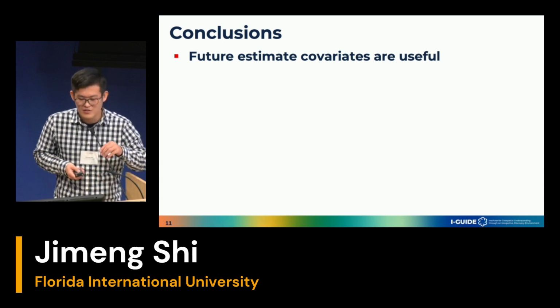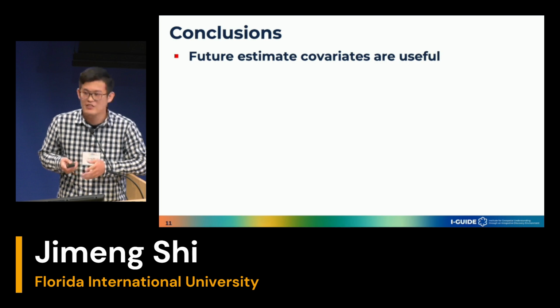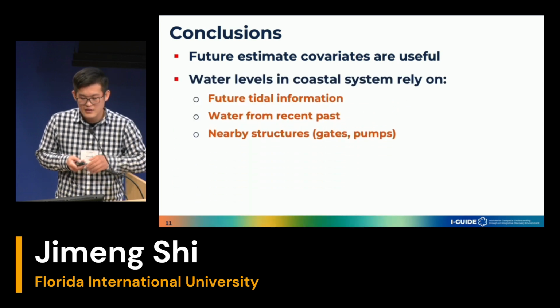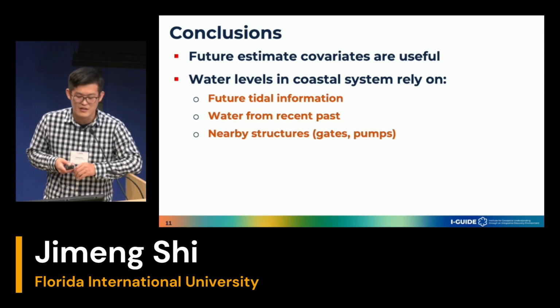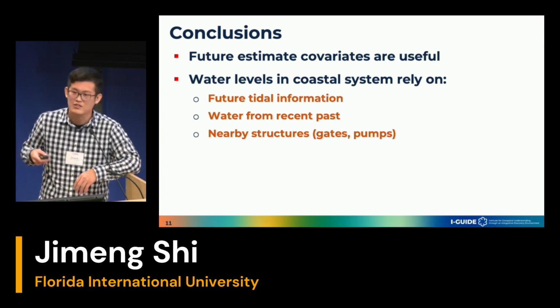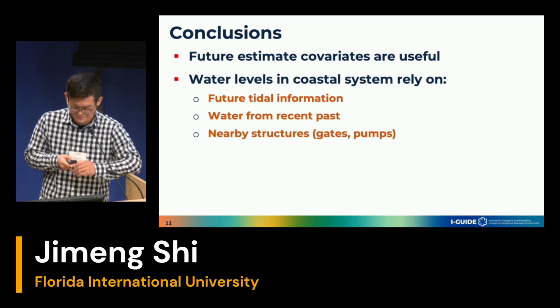Here are some important conclusions. First is the future covariate information. If you include it, the performance becomes better, which proves this is very important. The second one is that water level in this coastal system relies on the tide information from the future and the water level from the recent past. At the same time, it also depends on some hydraulic structures nearby, the gate and pump opening.